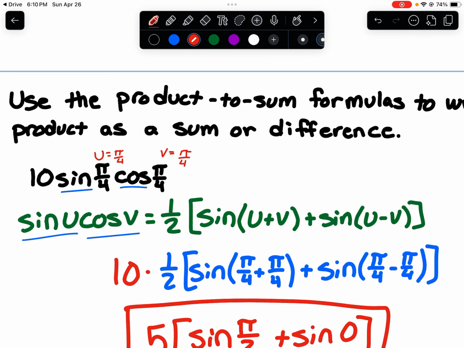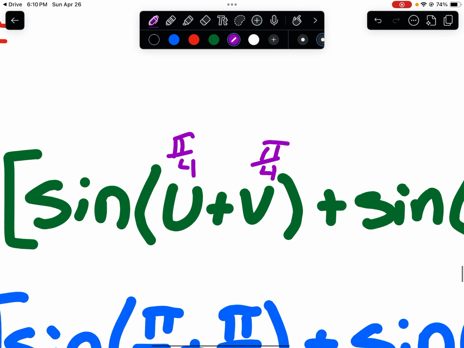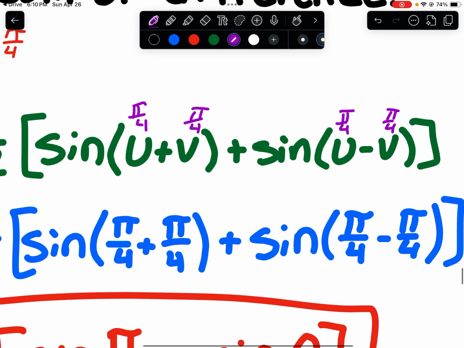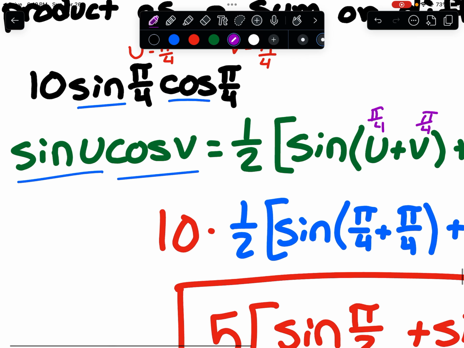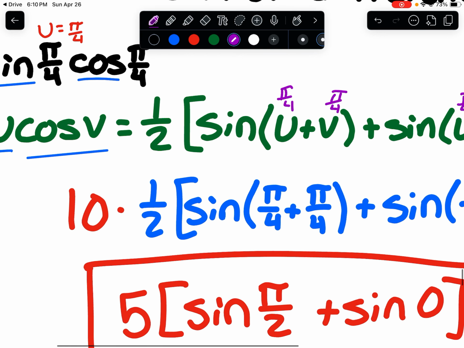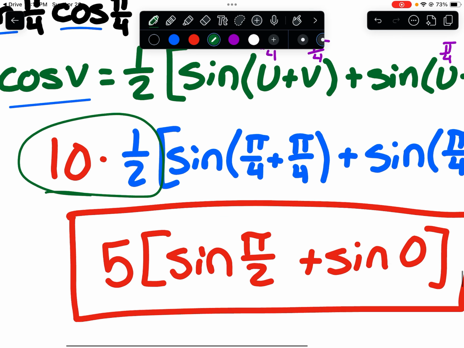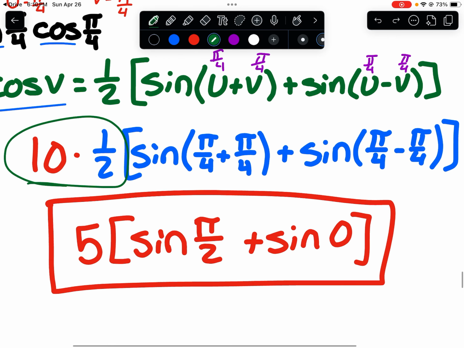But we've got the sine u cosine v is equal to that 1/2 [sine u plus v plus sine u minus v]. So again, we're just going to basically plug in the pi over 4 for each of these angles. And so that's how we're getting this part in blue. And then that 10 that we had at the very beginning of the problem, because it was 10 sine pi over 4 cosine pi over 4, that 10 is just going to hang out at the front. It'll get multiplied with that 1/2. And so that 10 times 1/2, that's where we're getting this 5 from.